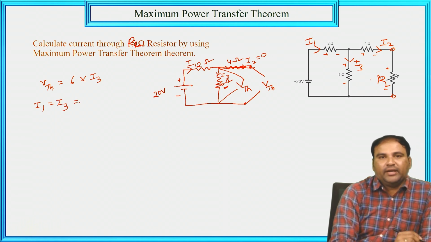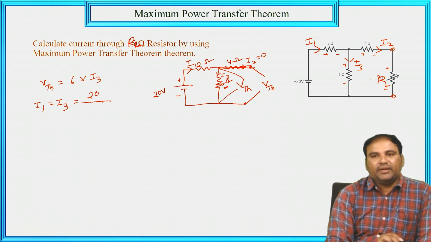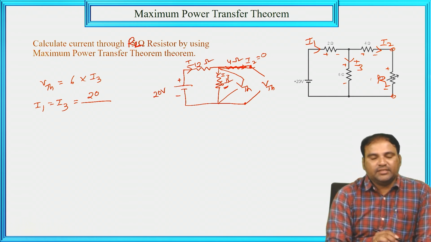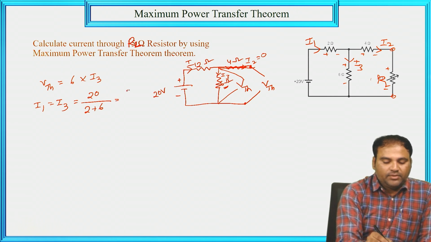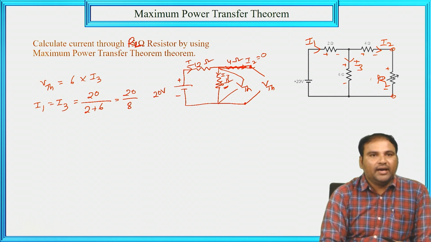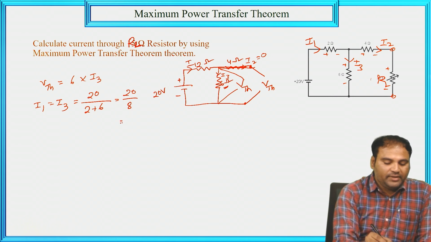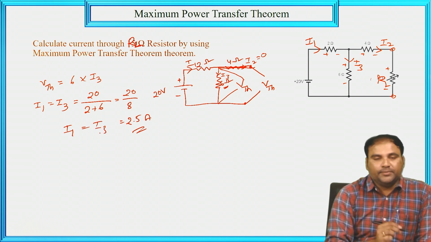That is equal to, according to Ohm's law, V by R. In place of V, the 20 volt voltage source is there, divided by, in place of R, 2 and 6 are there. These two are in series, meaning 2 plus 6. That is equal to 20 divided by 8. So the I1 value or I3 value is 20 divided by 8. By solving, we get 2.5 amperes. This is the I1 value or I3 value.